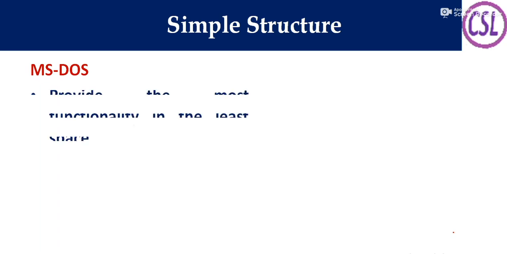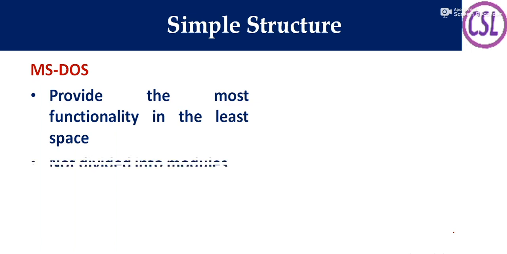Simple structure is used to design operating systems like Microsoft DOS and Unix. First we will see the Microsoft DOS operating system. Microsoft DOS was an earlier operating system. It occupies very little memory, so even within a floppy drive we can use this operating system, right? It provides the most functionality in the least space. Because of having very little space, within that short space we can add different functionalities.